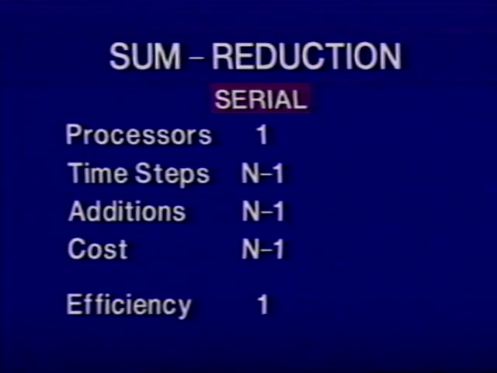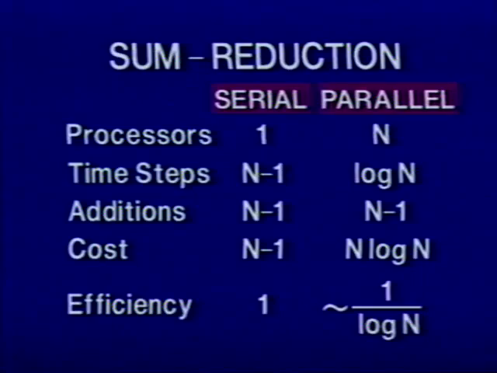And the efficiency, which is the amount of work you got done, the number of additions, divided by the cost, is 1. Now let's compare that with the parallel algorithm. In the parallel vector sum algorithm, we used n processors to do it, one for each data element. We did it in log n time steps, and we still accomplished n minus 1 additions.